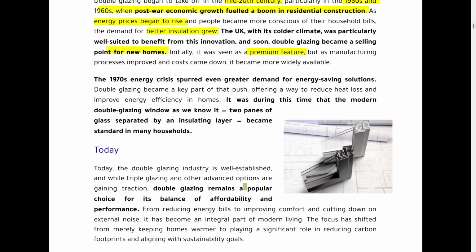But let's go back to the 1970s. So in the 1970s, there was an energy crisis, which spurred an even greater demand for energy-saving solutions. Double glazing became a really key part of that push, and it offered a way to reduce heat loss and improve energy efficiency in homes. And it was during this time that the modern double glazing window, as we knew it, which is 2 panes of glass that are separated by that insulating layer I was telling you about, became standard in many households.